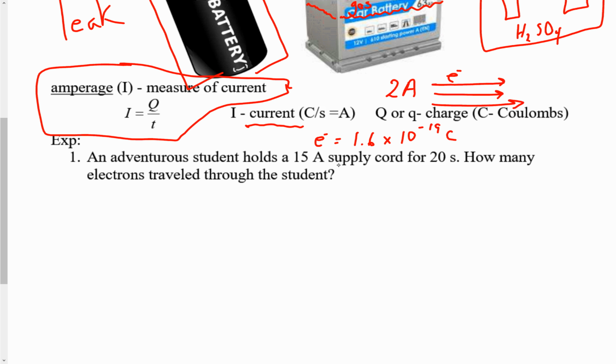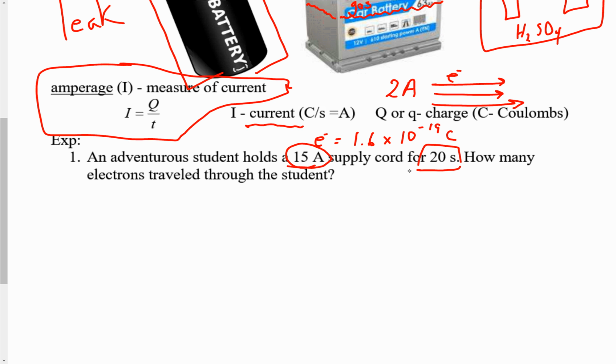So here what we want to do is this. An adventurous student holds a 15 amp supply cord for 20 seconds. I hate to say it, but this student is probably about to look like a piece of Kentucky Fried Chicken. Well, extra crispy at least. This would be a really bad idea.